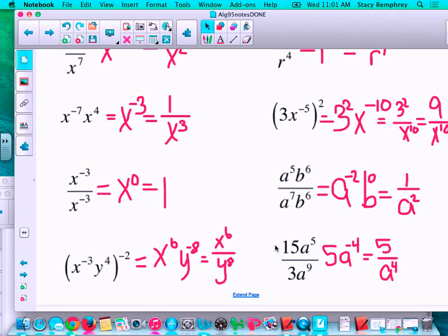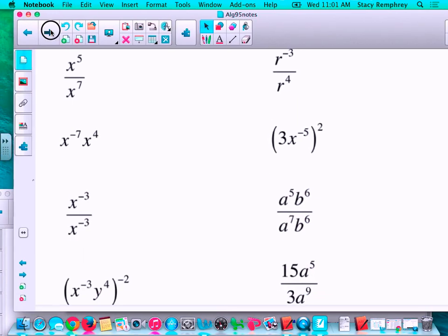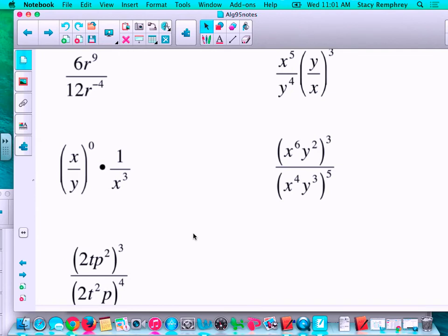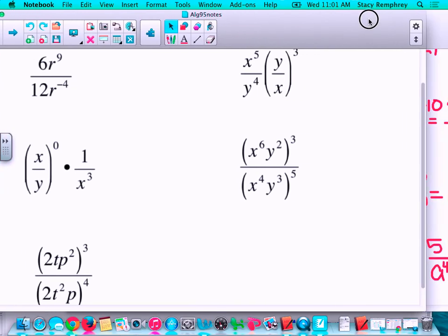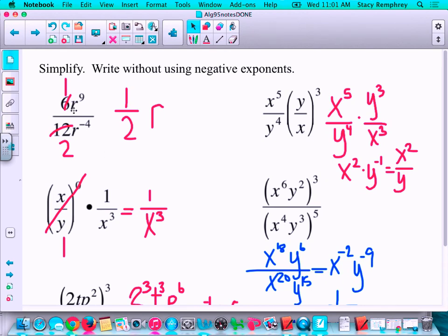Then you're going to go to the next slide, which might be here. And here are those problems. Copy these down, push pause, and work through these. I have these worked out as well. Over here, I canceled the 6 and the 12. That's where the 1/2 came from. Oh, I didn't finish this one.